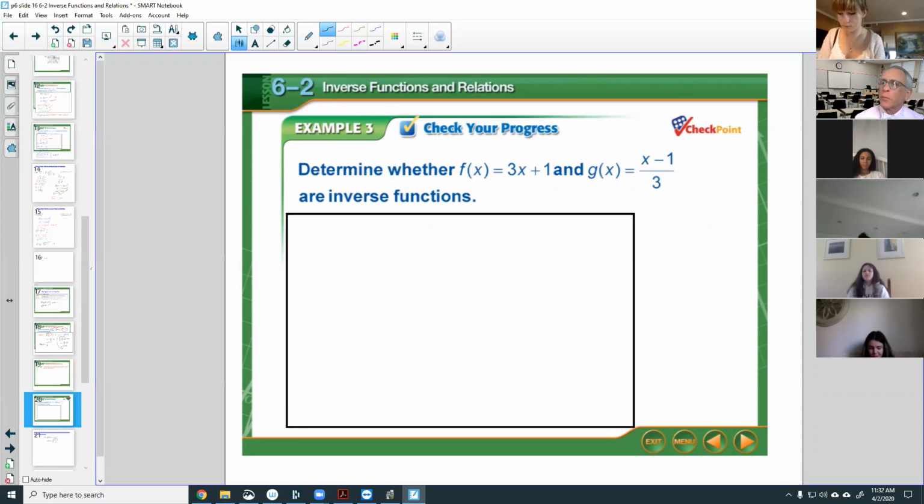So why don't you guys try this one? Do f of g of x. Yeah, do f of g of x first. Try that. So f of g of x. Give it a shot.